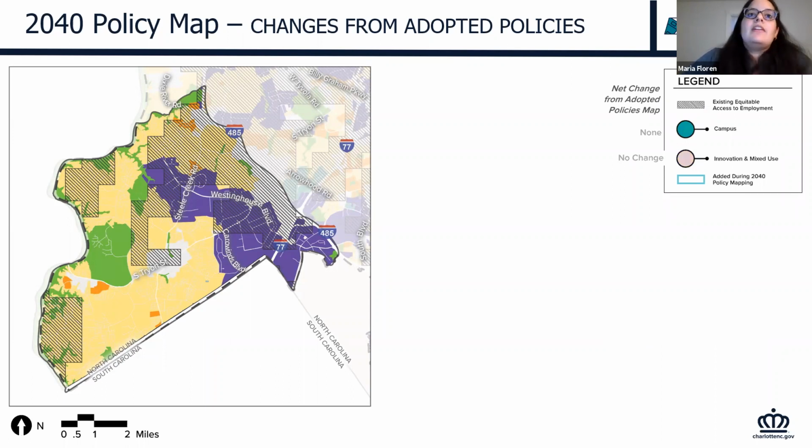So campus and innovation mixed use are 2 place types that can help provide more employment opportunities within close proximity to neighborhoods. Here you can see in teal and light pink where those 2 place types are mapped. In some areas, these place types were already mapped based on adopted policies. The areas highlighted in blue show additional areas where these place types were recommended as part of the step in the mapping effort.